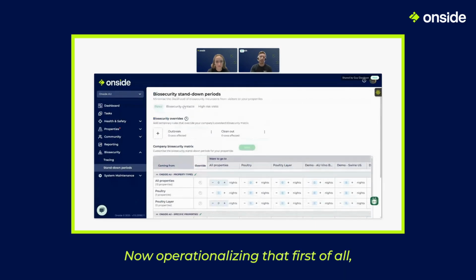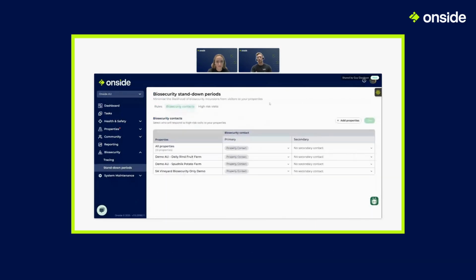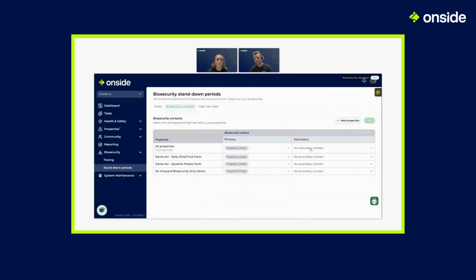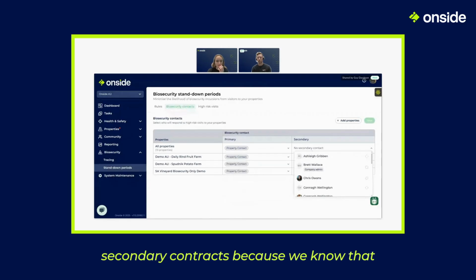Now, operationalizing that, first of all, you set biosecurity contacts, and you can have this per property or for all your properties. You set them with specific people within your business so that you can have a primary contact for each property if you wanted to get that specific, to say this is the person that can approve or deny these visits. This is the main contact that you need to get in touch with and will approve or deny visits. And then you can also set a bunch of secondary contacts because we know that not everyone's going to be available all the time.